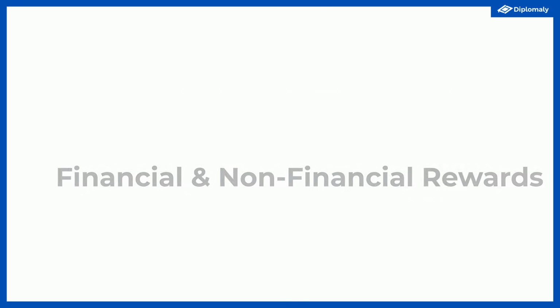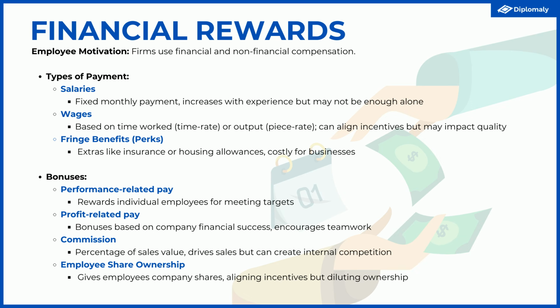Salaries are the base payment made to employees, which tend to be a fixed amount paid monthly. Now, this is guaranteed for employees and tends to increase with experience, but is generally not sufficient on its own to fully compensate employees. In addition to salaries, fringe benefits or perks are also offered, which are additional rewards such as insurance or housing allowances.